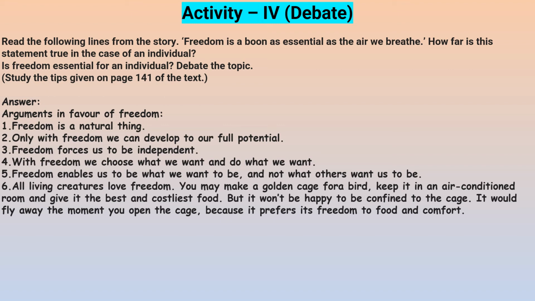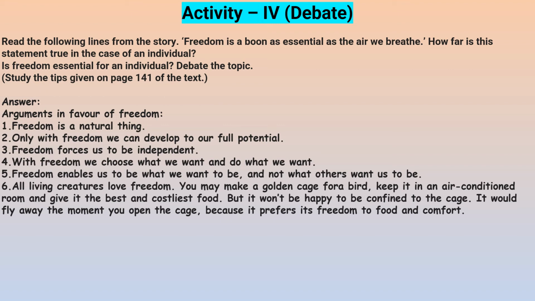Debate to the topic. Study the tips given on page 141 of the text. Arguments for the topic in favor of freedom. Freedom is a natural thing. Only with freedom can we develop to our full potential.